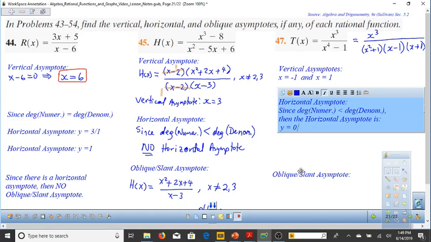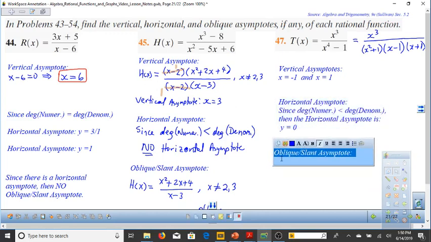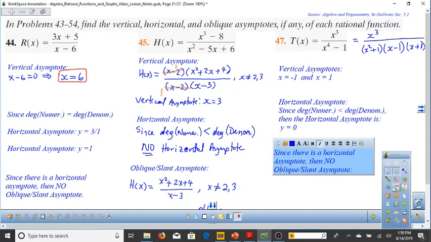Now, as before, if there is a horizontal asymptote, then there cannot be an oblique asymptote. So since there is a horizontal asymptote, then no oblique asymptote is present. And there you have that.